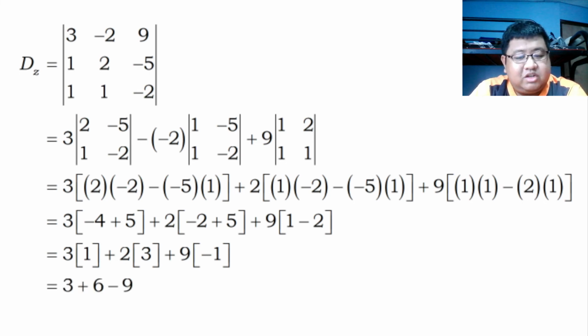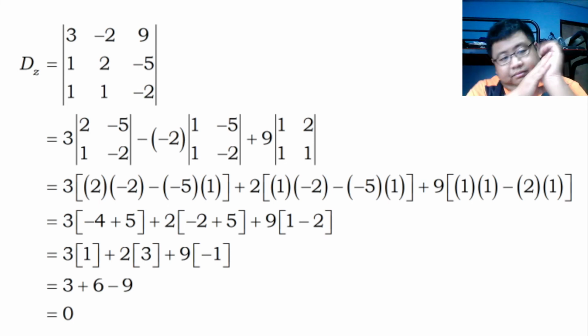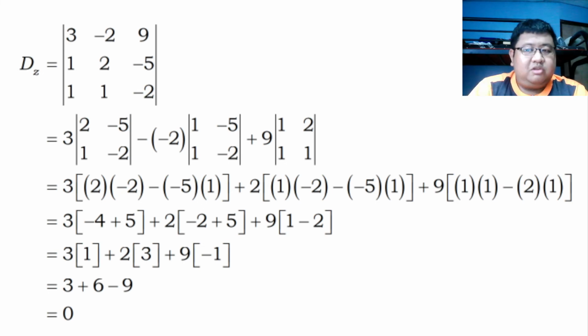Further simplification gives you this. 3 plus 6. And then minus 9. Bakit minus? Positive times negative. Kapag simplify mo to, it gives you this. This is your value for dz, which if you divide by d in a bit, will give you the value of z. So, the solutions will be as follows.